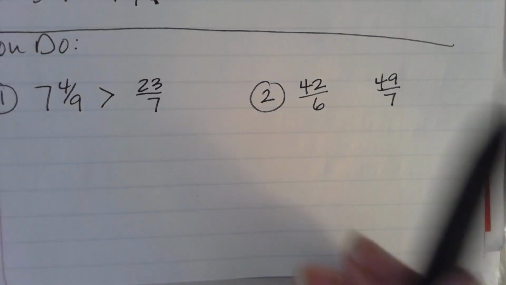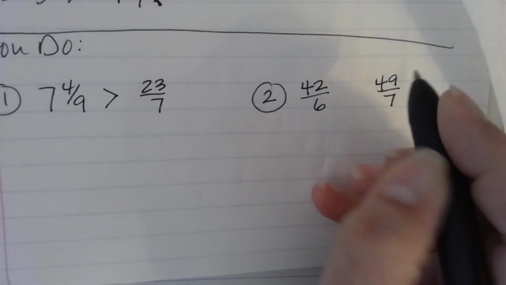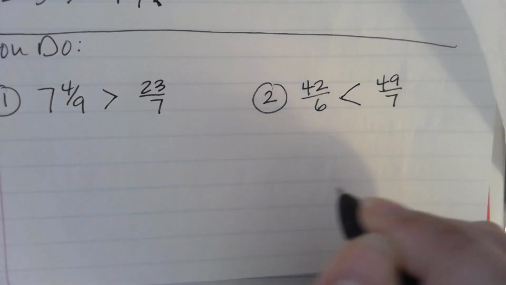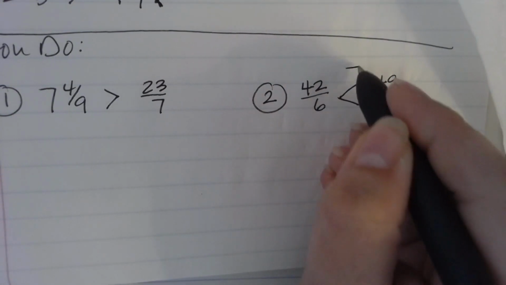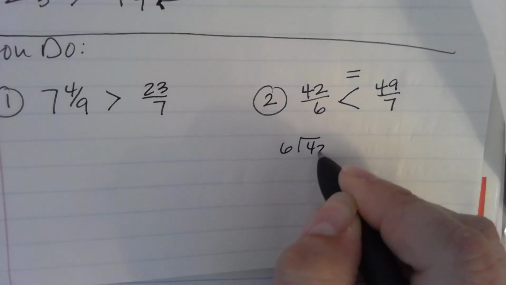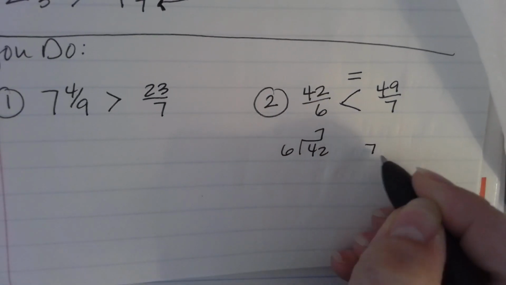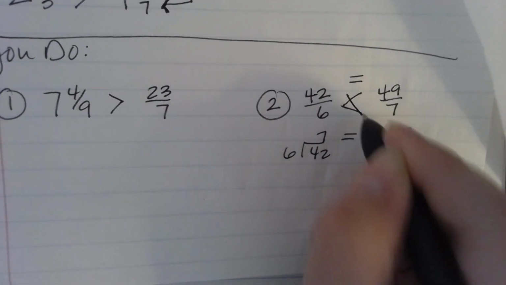Raise your hand if you have an answer for number 2. Okay, Hannah, what is your answer? 42/6 is less than 49/7. Okay, who has a different answer? Jordan. He got equals. Why? When I was dividing, 6 goes into 42 7 times. Yep. And then when I was dividing on the other one, 7 goes into 49 7 times. And they're equal. Yes.